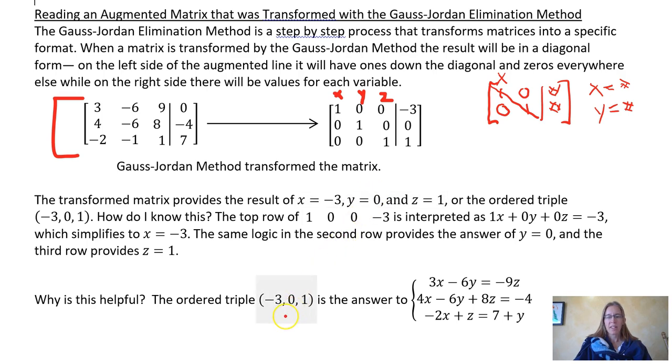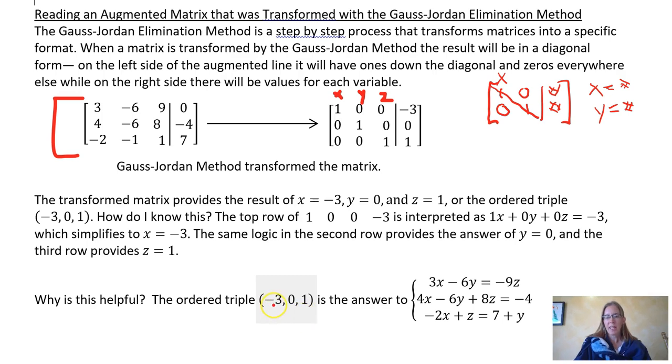Altogether, that will tell us that the ordered triple, because it's x, y, z, is negative 3, 0, 1, where the 3 lines would intersect if it were graphed. If it's not graphed, then it tells us the ordered triple that satisfies all 3 equations.